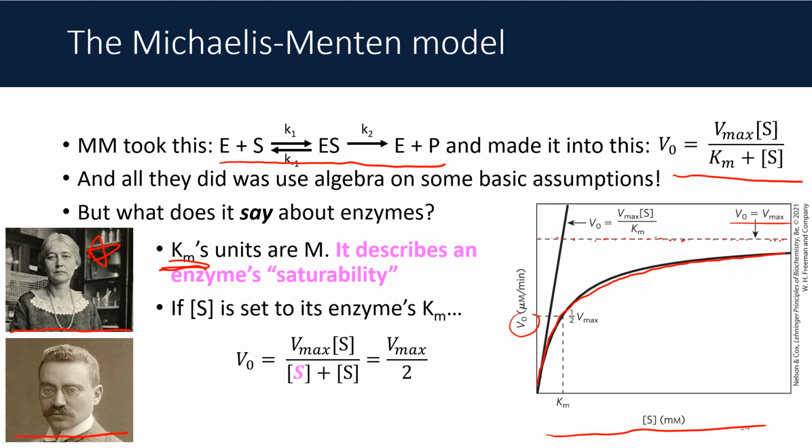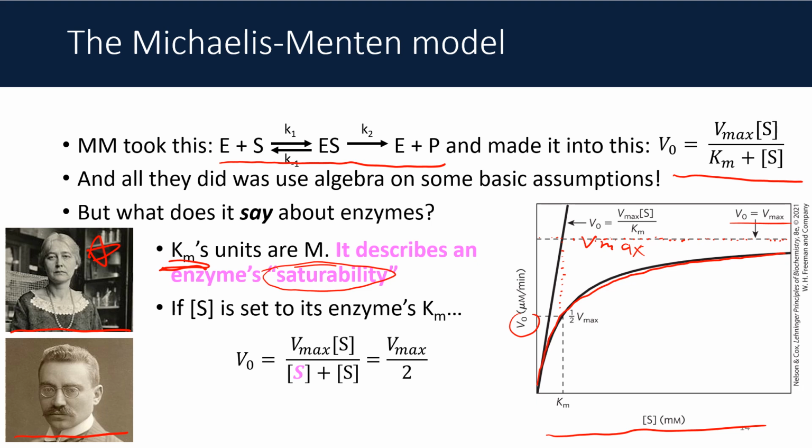Recall that the units for Km are in molar, and that's important because it's going to describe the saturability of that enzyme for that particular substrate. What does that mean? It's the amount or concentration of substrate necessary to reach 50% of our enzyme's maximum velocity.